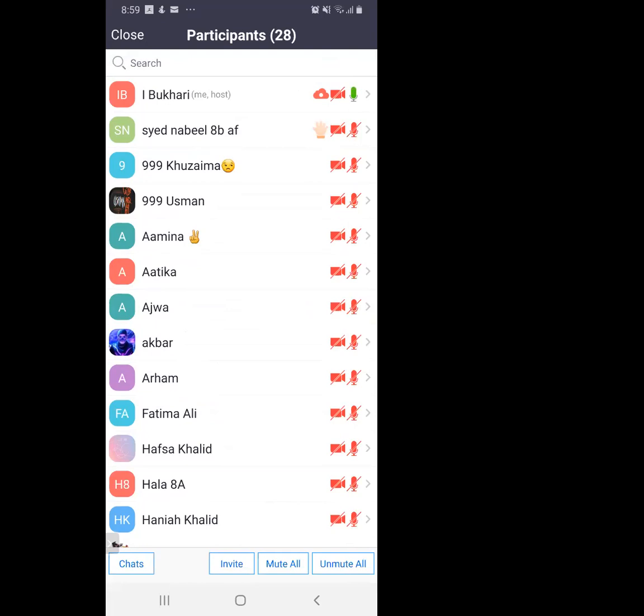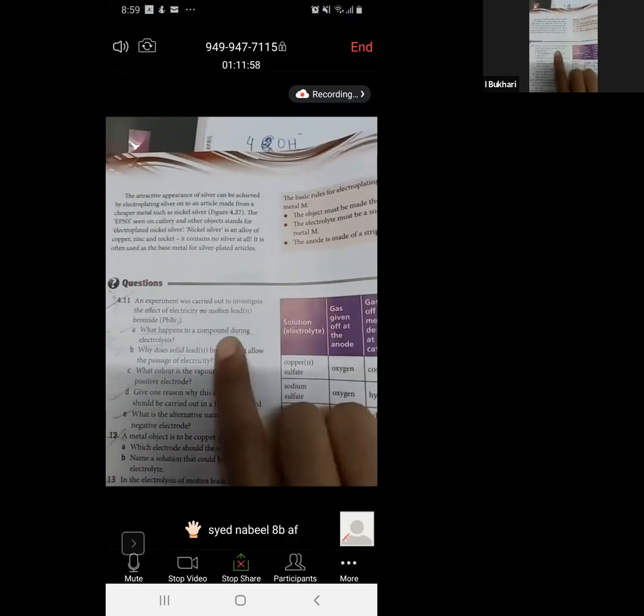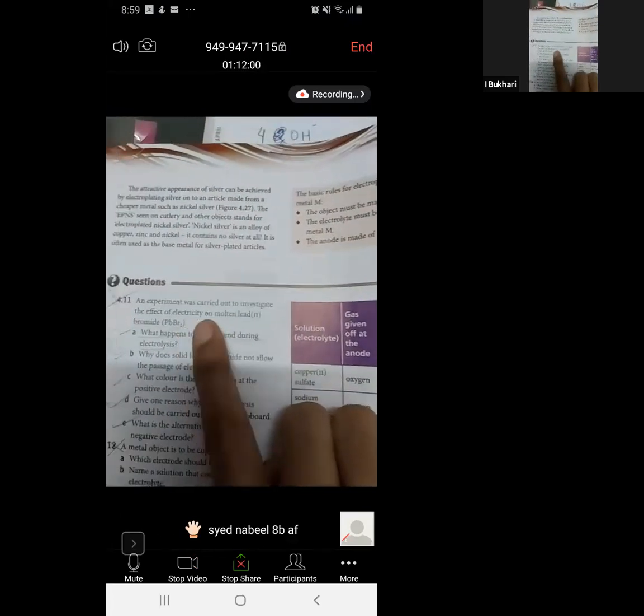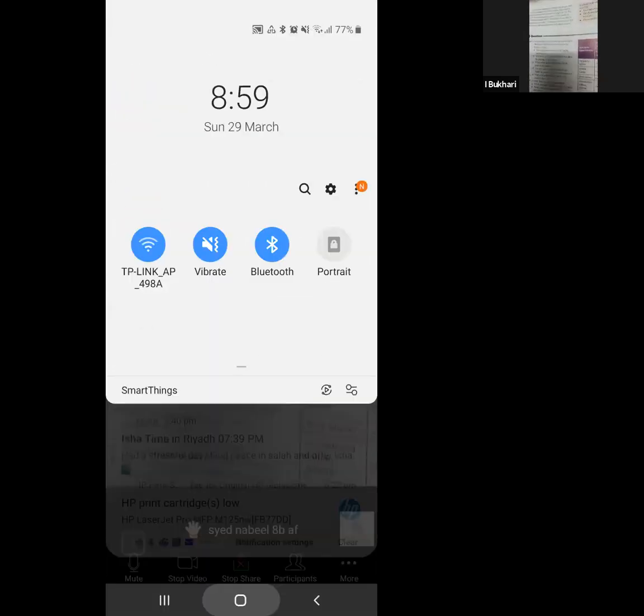Okay. Question number 4.11 on page 112. An experiment was carried out to investigate the effect of electricity on molten lead bromide. We have done this already, molten lead bromide.